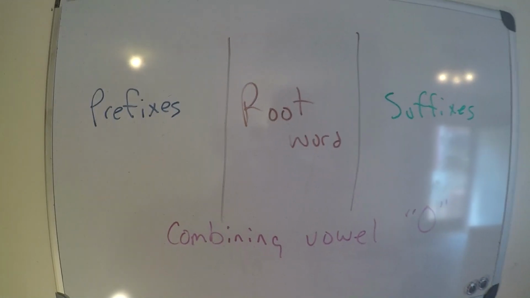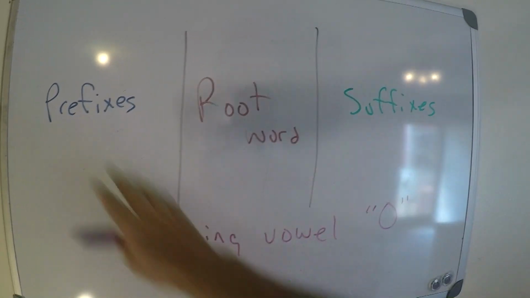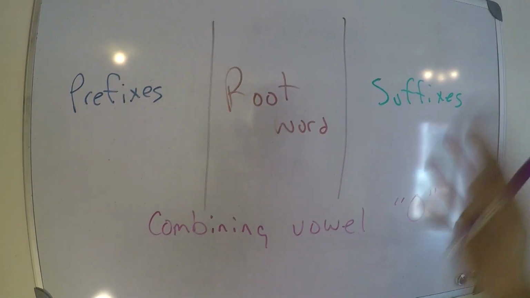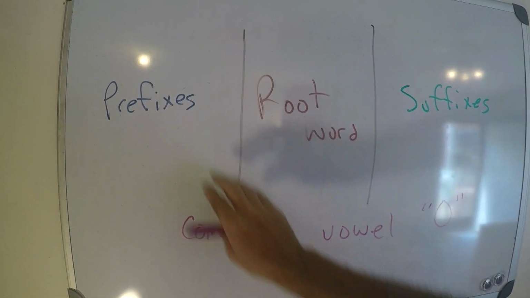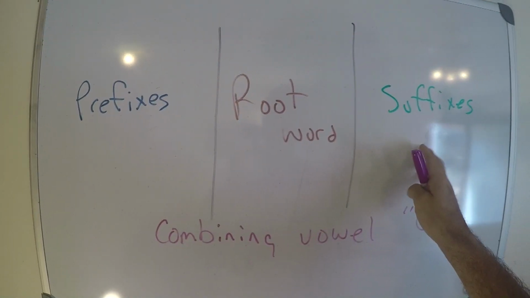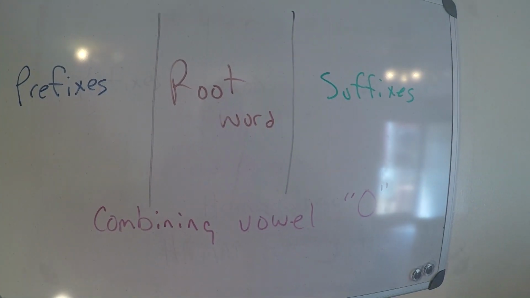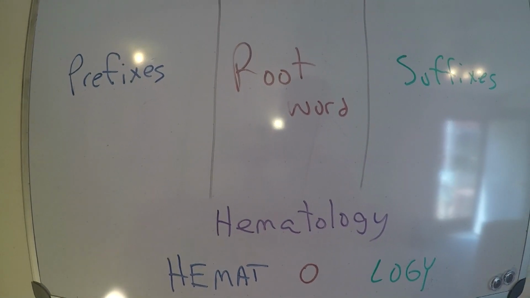Alright, let's talk about something that could never happen. You're never going to see a prefix and a suffix together, and you're doubly not going to see a combining vowel between a prefix and a suffix. The root word is always in the middle.